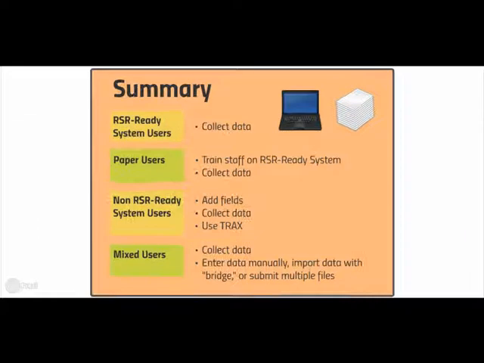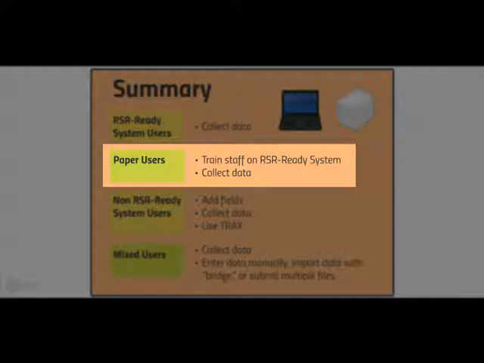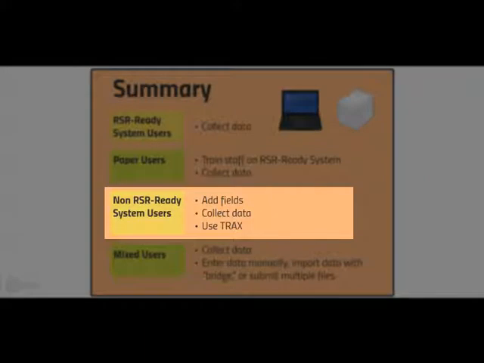Now, let's summarize our options. Clearly, using an RSR-ready system requires the least investment on your part. You don't have to do anything except collect data. For organizations that collect their data on paper, consider adopting an RSR-ready system. You'll only need to train your staff on the new electronic system and collect your data. For non-RSR-ready system users, Trax is a good option. You'll need to make sure that your source system captures the required data elements and you're collecting the data. Of course, you'll also need to extract these data from your system and import them correctly into Trax.